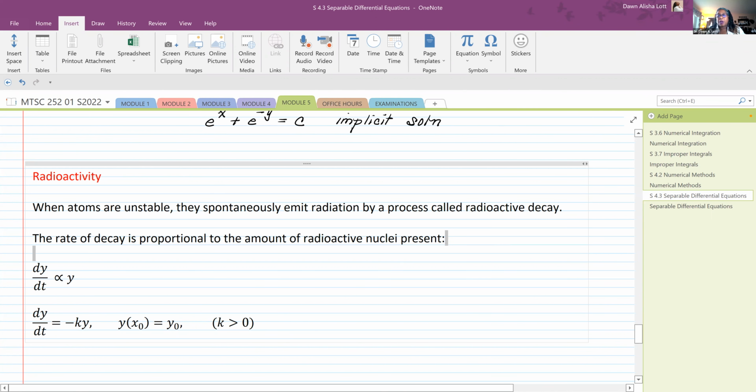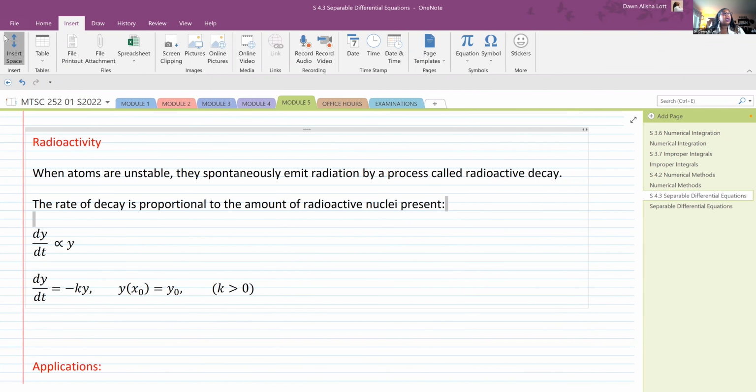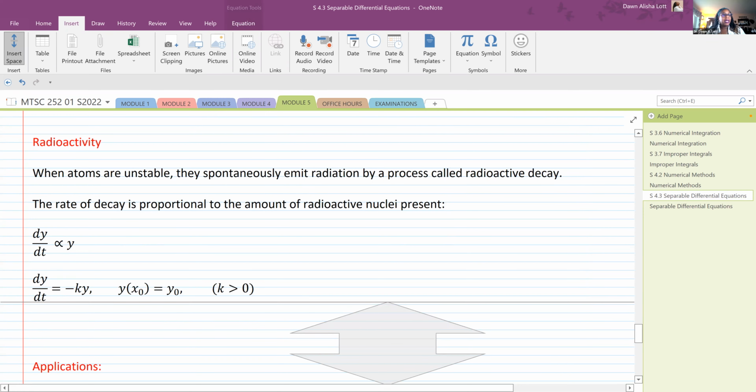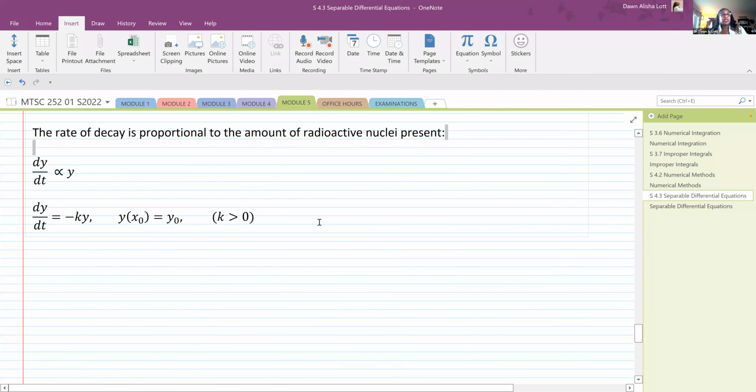So I'm going to get this problem here. This one is very similar to the other one that we did. I wanted to do this one last because this one involves half-life and some other difficult stuff, but we're going to make our way through.